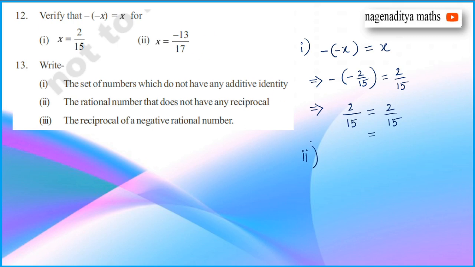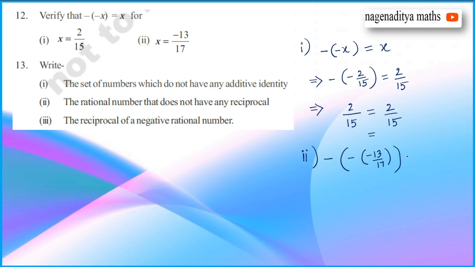We have to substitute minus 13/17 in place of x. So this is equal to minus of minus 13/17. Okay, these two minus are in the given problem and this minus is actually given in the minus 13/17. So these two minus are minus of minus x.